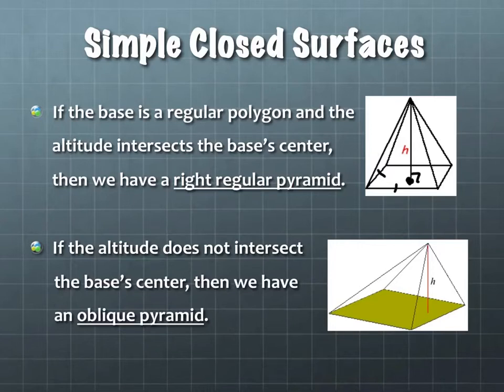If the altitude does not intersect the base's center, if the shape is leaning, we still call it oblique. It's an oblique pyramid.